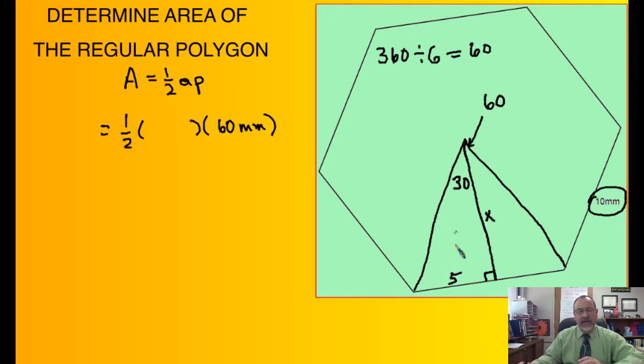So what I have now is a 30, 60, 90 on the left, where I know what the shorter side is, and the apothem is the one I want. The apothem is my longer side. Well, my longer side I can get from my 30, 60, 90 by multiplying the shorter times the square root of 3. So this side is 5 times the square root of 3, so that's my apothem. That's the segment that goes from the center perpendicular to the side.